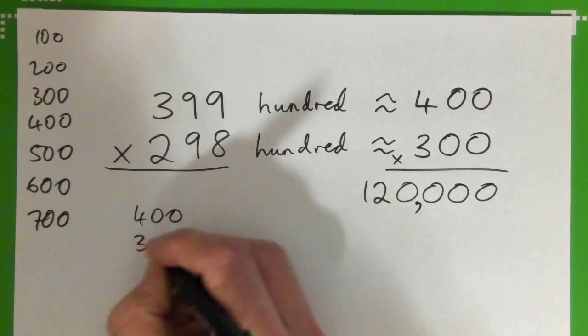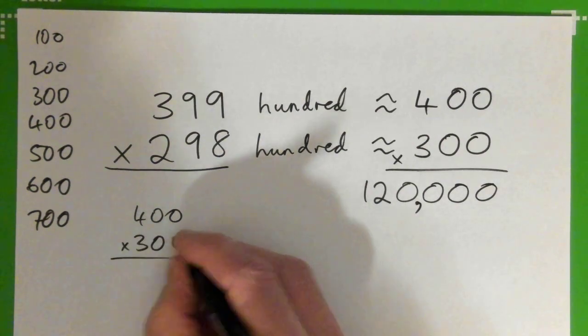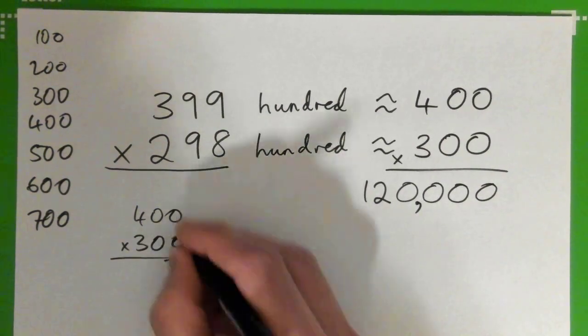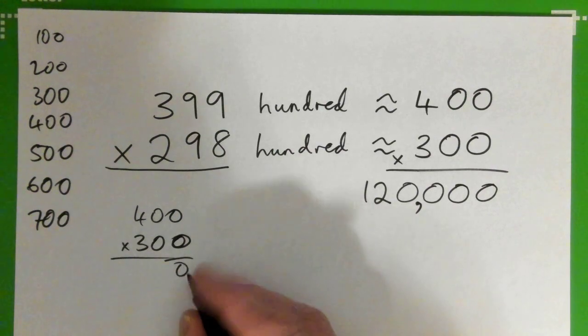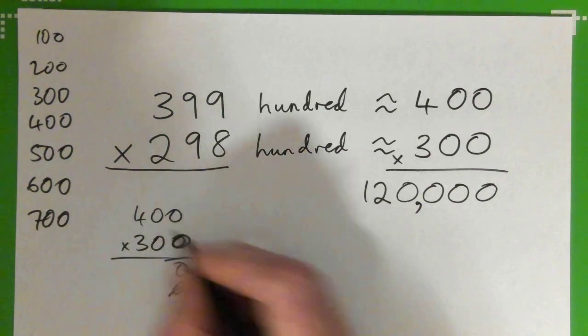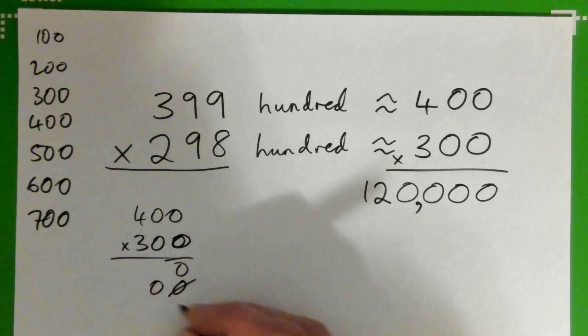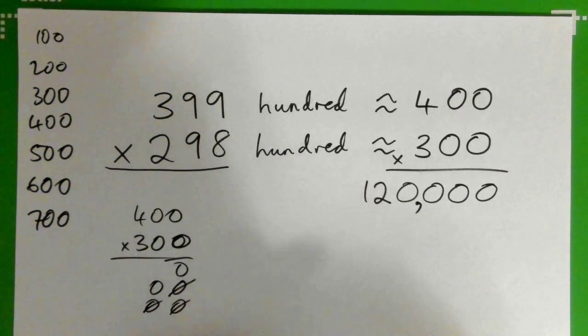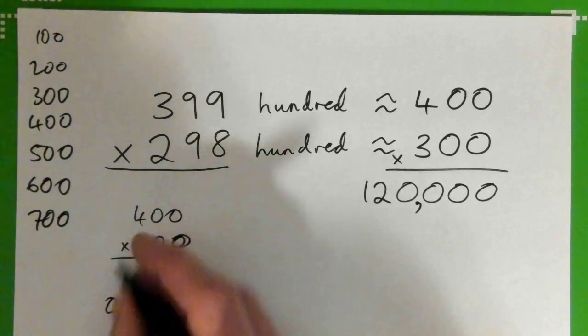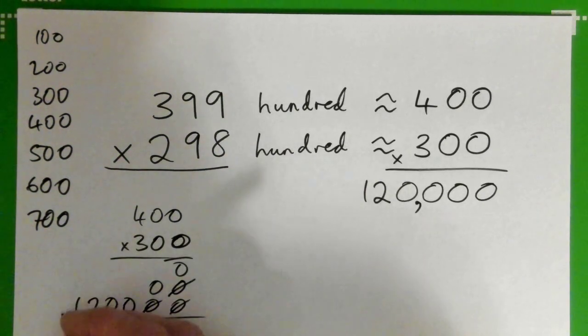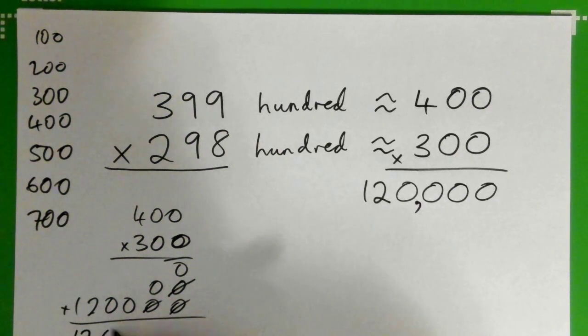Now, if you want to, you can go through all of the effort of 400, 300, this 0 times this gives 0, 0, 0, and then put down another 0, and this 0 times everything gives 0, then put down 2 zeros, and 3 times 0 is 0, 3 times 0 is 0, 3 times 4 is 12, and then add, and we get 1, 2, 0, 0, 0, 0.